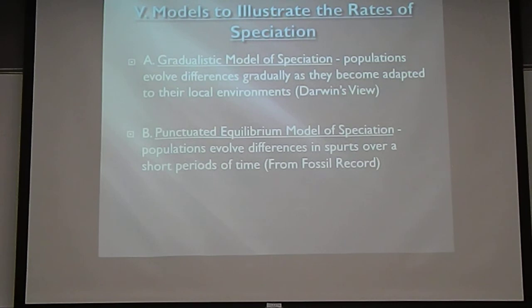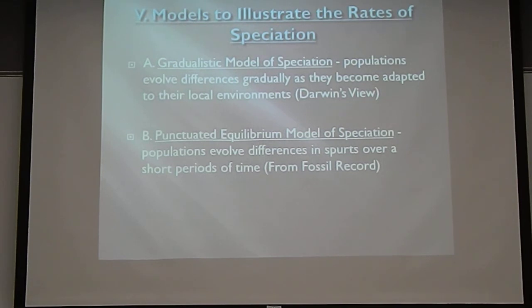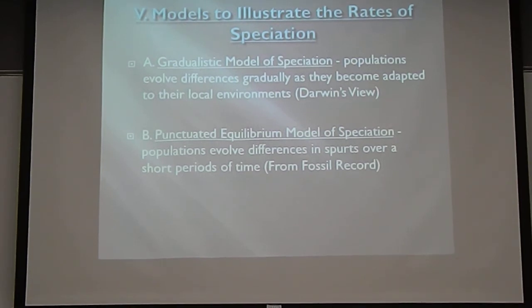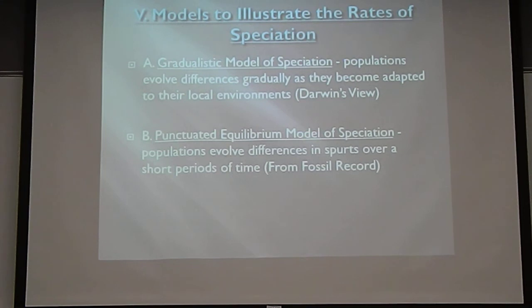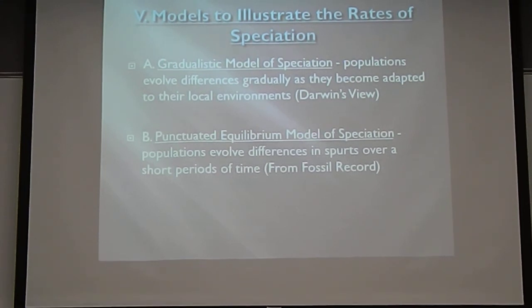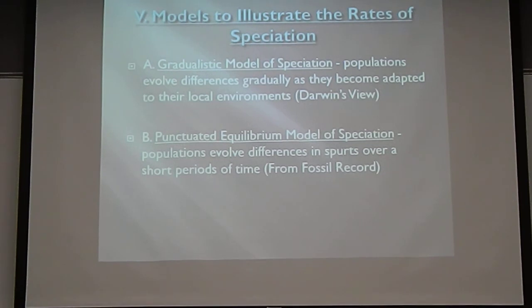And lastly, there are different models of rates of speciation. The gradualistic model is the one that we just talked about, where over long periods of time, if gene flow is prevented, then you have genetic divergence occurring, and then you have reproductive isolation.